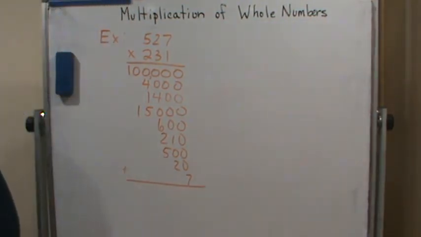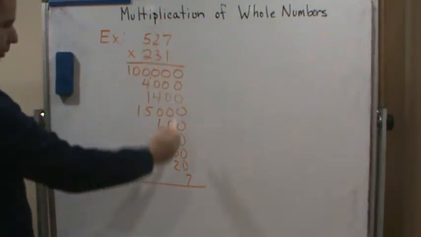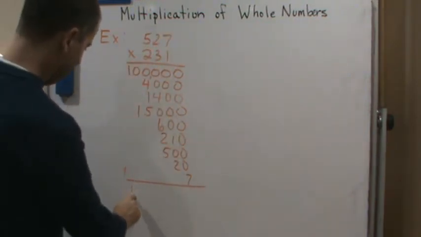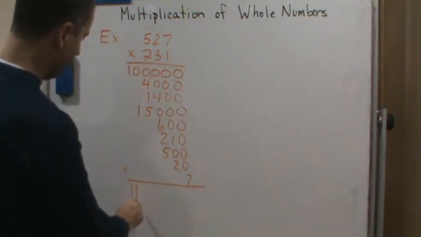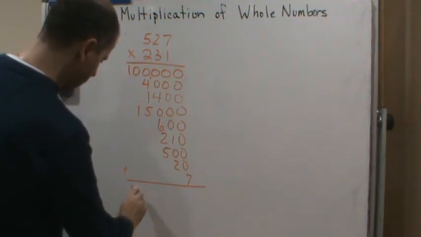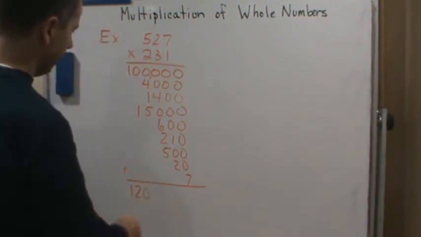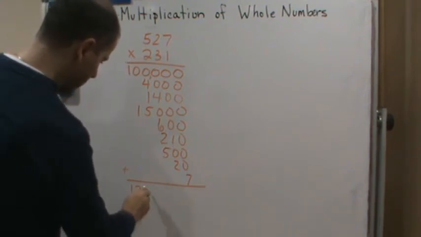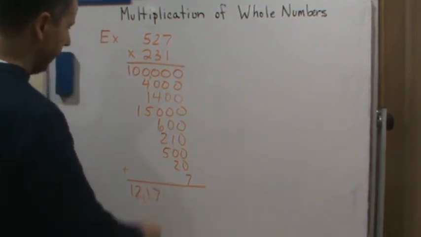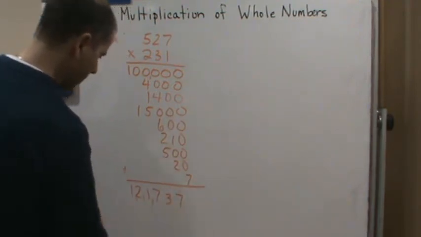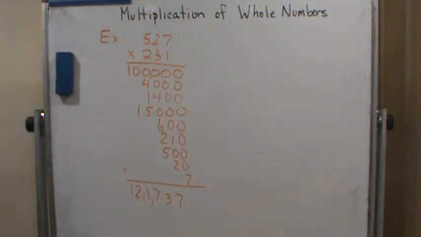I'm going to add down. So now I'm going to add down all the columns. So what do I get? Well, this is going to be 1, 1, 10. So this is going to become a 2, 0. This becomes 17. And then this becomes 3 and 7. So the answer is 121,737.